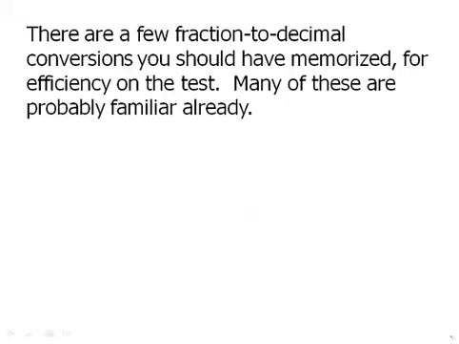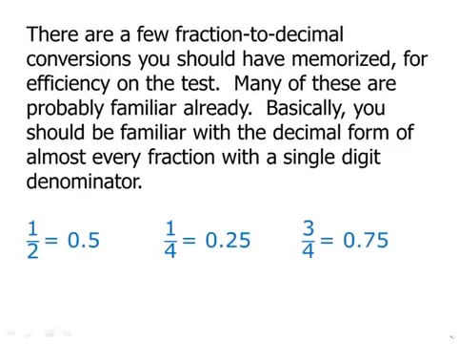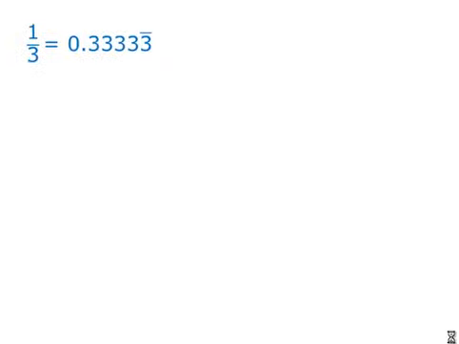There are a few fraction to decimal conversions you should have memorized for efficiency on the test. Many of these are probably already familiar. Basically, you should be familiar with the decimal form of almost every fraction with a single-digit denominator. Now, the really easy ones, 1/2 is 0.5, 1/4 is 0.25, 3/4 is 0.75. You may have these memorized already. If you don't have these memorized, please memorize these. These show up everywhere on the test. These are very important. Another very popular one, 1/3, is 0.3333 repeating.